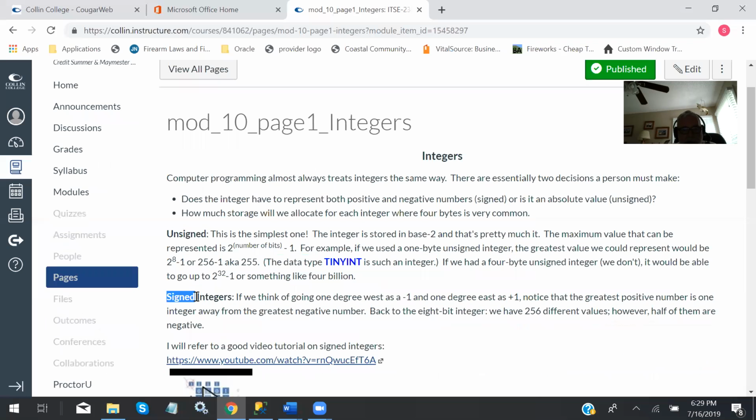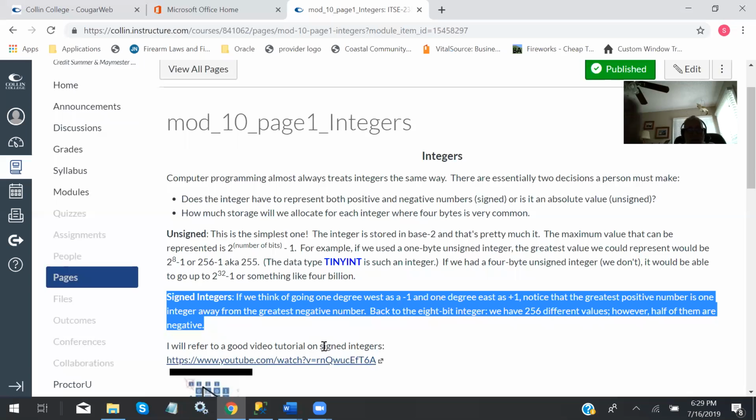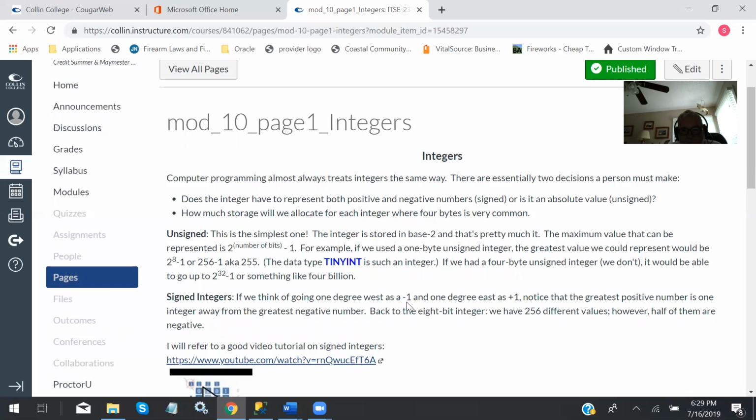Once we get a sign in there and we get positive and negative integers, life gets a little bit more complicated for us. If we think of going 1 degree west, for example, as -1, and 1 degree east as +1, or flip them if you want to, notice that the greatest positive number is 1 integer away from the greatest negative number.